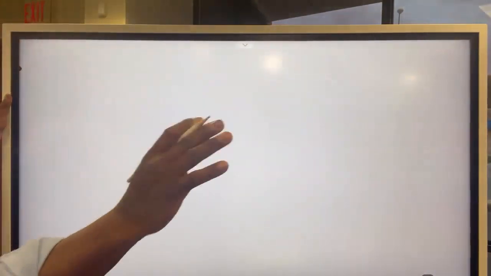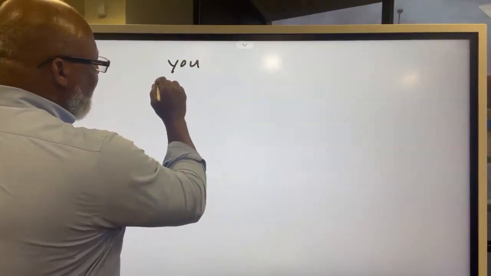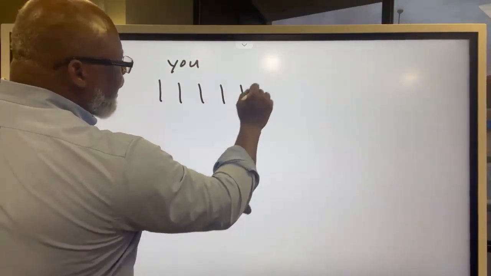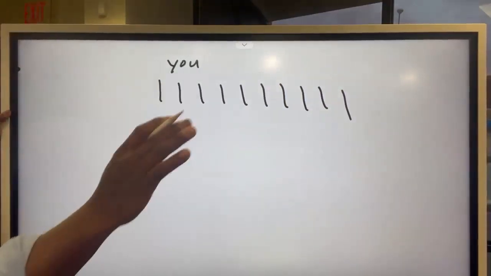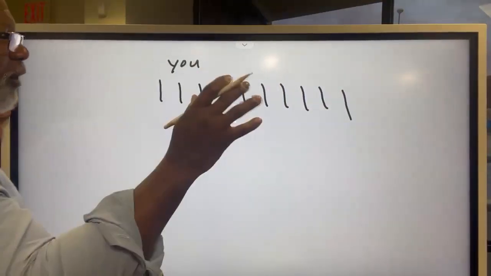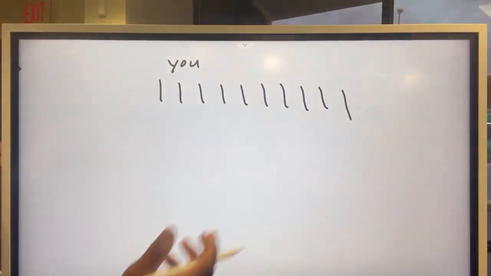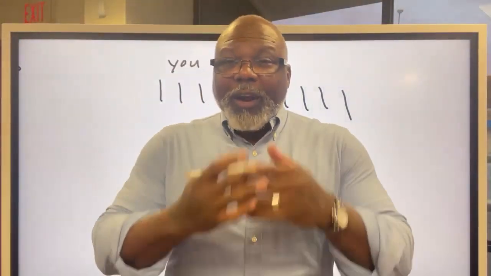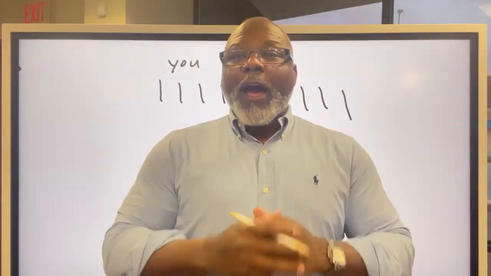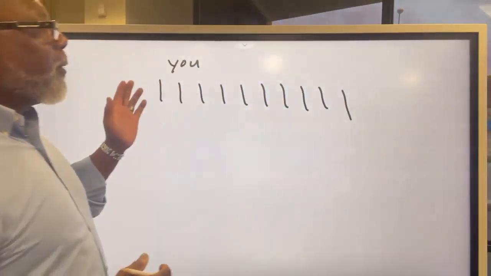Let's just think about it this way. This is you. If you had 1, 2, 3, 4, 5, 6, 7, 8, 9, 10 people per day that were interested in what you had to offer, these people came to you and they said, I'm interested in what you have to offer. How many of them could you sell?